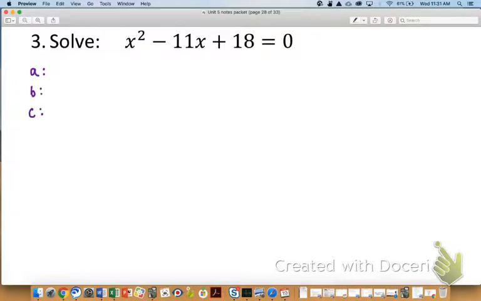Come on, what's your A? 1. What's your B? That's right, and your C? Okay, so then my AC is 18. So that goes here. This goes here. This is the same old factoring we've done. Which two numbers multiply to be 18 but add to be negative 11? Negative 9, negative 2. There it is, negative 9 and negative 2. It might take you a little longer to get those, but that's okay. Then I use my box.